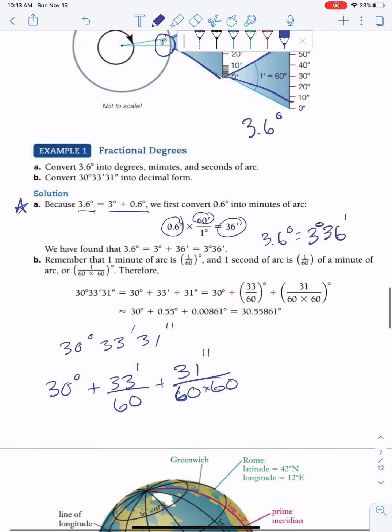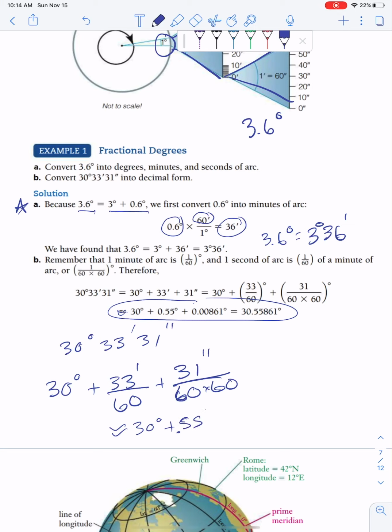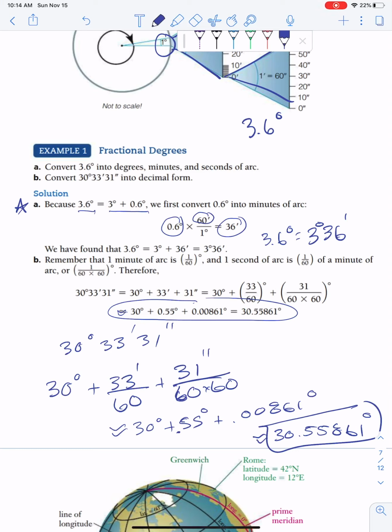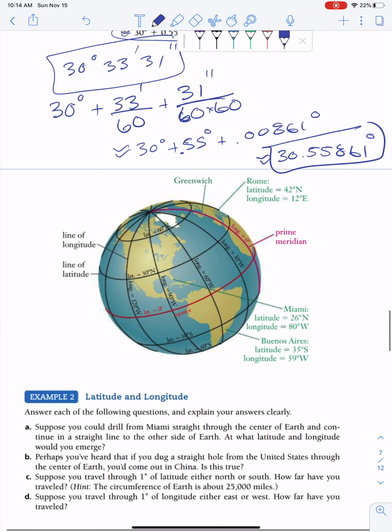And when I do that, oh, look, it's got the decimals for me right here. It's approximately that 30 degrees right there. That little approximate symbol means that these aren't exact. So we're adding about 0.55 degrees, and then we're adding about 0.00861 degrees. So we are approximately 30.55861 degrees. And if you look at that measurement compared to this measurement, you can see why some people might like to use minutes and seconds when they're measuring large objects in degrees.